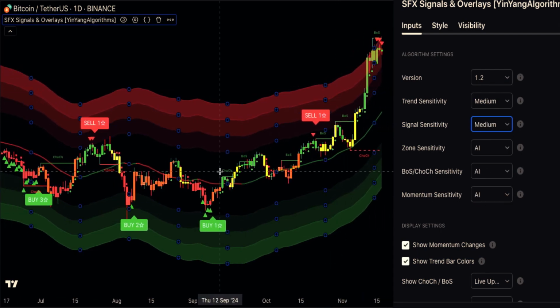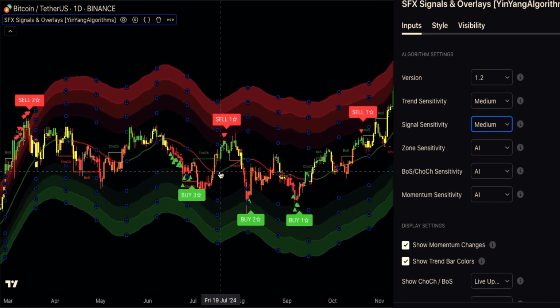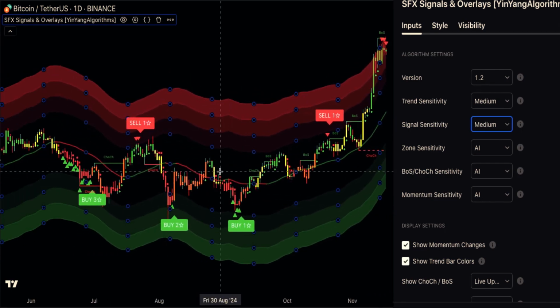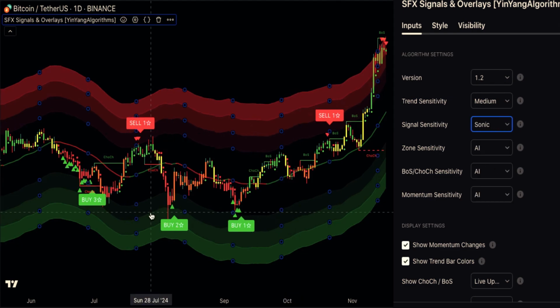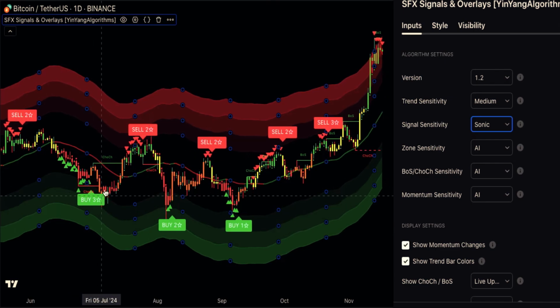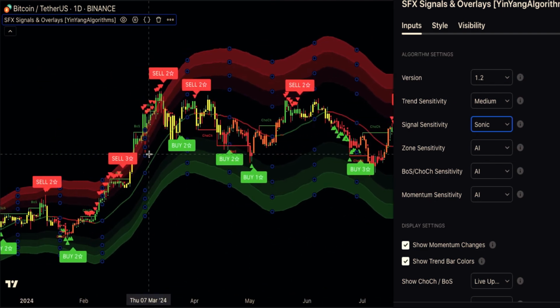So let's go to medium, just so you can see what medium looks like. And I guess the AI is on medium. Pretty sure it's on medium there. So let's go to Sonic so you can see what happens. On Sonic, you're going to get a lot more extremities. It's going to get a lot more of the very lows and the very highs, so a lot of the really good ins and outs.